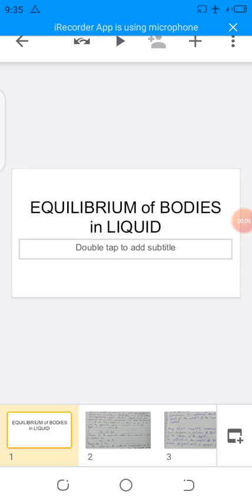Our topic today is equilibrium of bodies in liquid. So let us proceed.